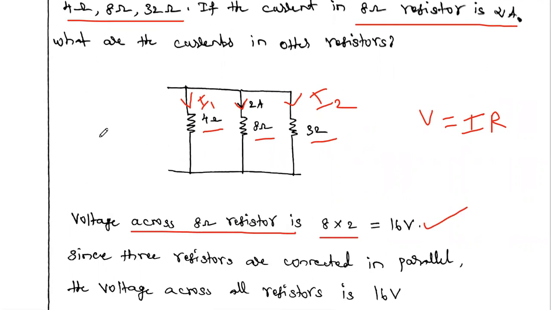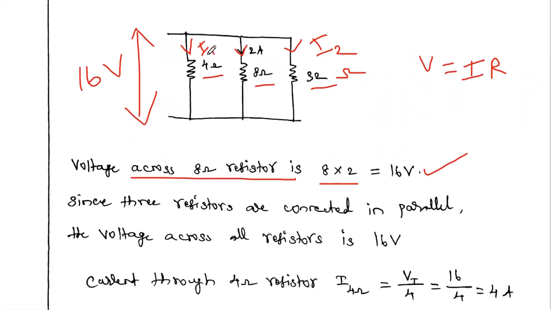And already you know the concept: if 3 or more resistances are connected in parallel, the voltage across all resistors remains the same. So now we calculated the voltage across the 8 ohm resistor is 16 volt. So the same 16 volt is appearing across the 4 ohm resistor as well as the 32 ohm resistor. So using this, we may calculate the current I1. So now you know the voltage across 4 ohm is also 16. Voltage across 32 ohm is also 16.